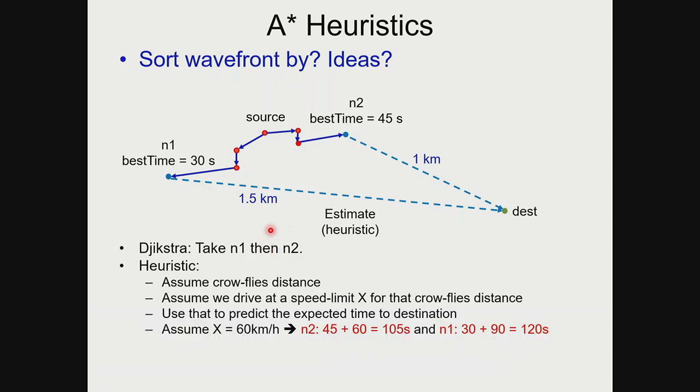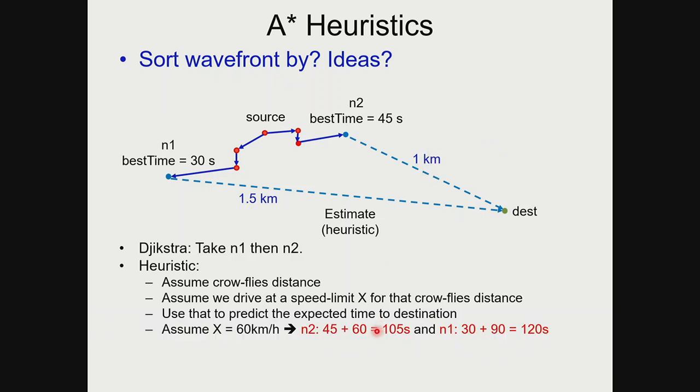We assume that we drive at a certain speed limit. Let's call this speed limit x, for that crow-flies distance, and then we use that to predict the expected time to the destination. So let's assume that x is the average speed limit in the city. Let's say that this is 60 kilometers per hour, okay? So if that's the case, then to get from N2 to the destination, it's going to take us 1 kilometer over 60 kilometers per hour. That's around 1 minute, right?